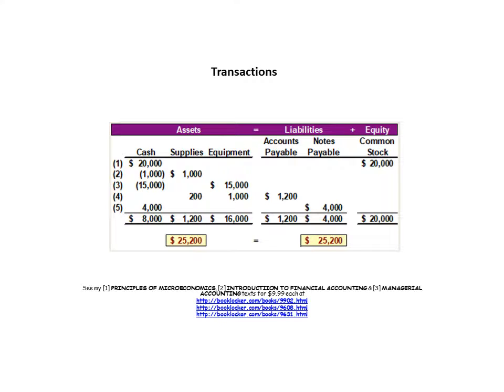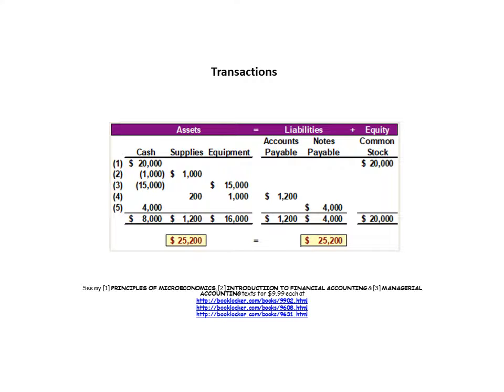Now I'm just going to walk through these 5 transactions. There is no description of these transactions, but I think you'll be able to follow. Remember, for each and every separate transaction, assets equal liabilities plus equity, or A equals L plus E.